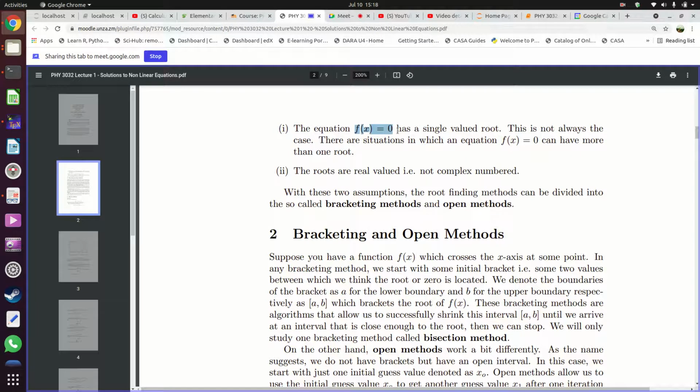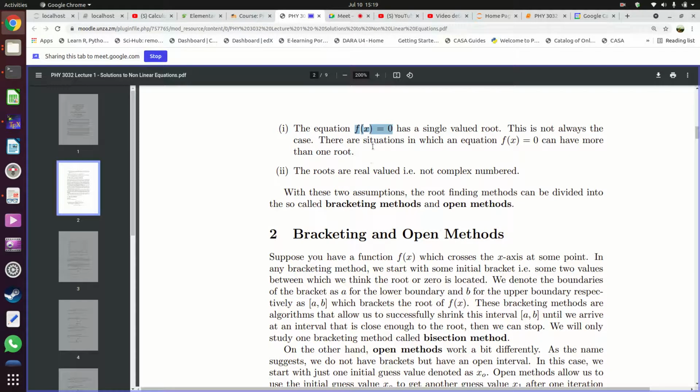So that's the first thing we are assuming. Of course, that's not always the case. Sometimes there's more than one solution. So if there's more than one solution, we are just going to restrict ourselves to a particular range to ensure that we enforce this whole thing of only having a single valued root. The other assumption is that our solutions are actually real, they're not complex numbers.